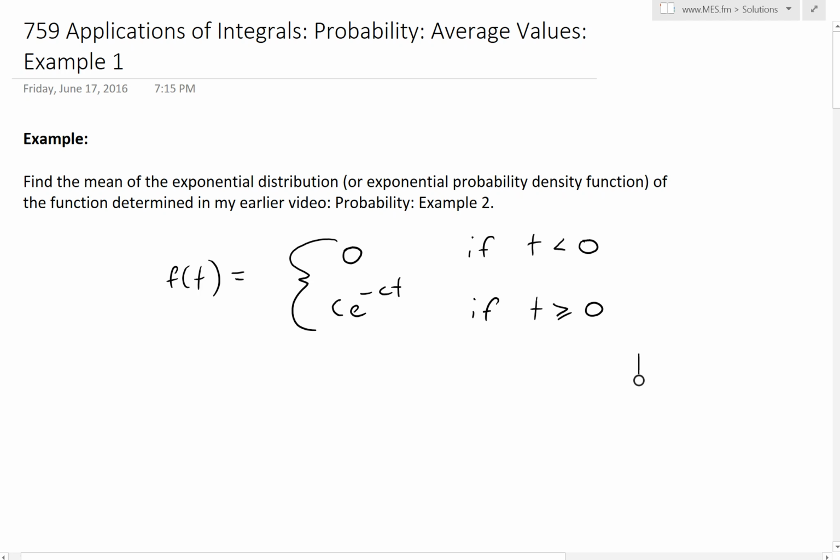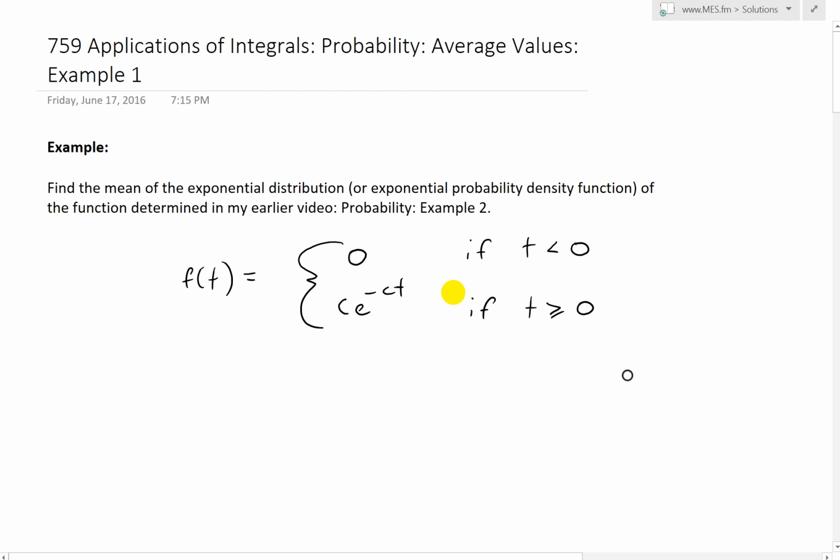Time to discuss further applications of integrals and look further into probability and average values again. This time we go over example 1 of the example series. Basically, solve this example which says find the mean. Again, mean is just another way of saying average, of the exponential distribution or exponential probability density function, to be exact. Same thing, the exponential distribution is often used interchangeably with probability density function.